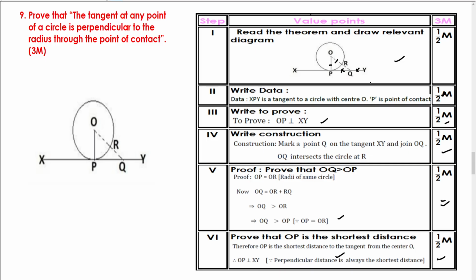Now, you remember that if you take Q as any point other than P, it will definitely be greater than the radius. Generally, the concept of perpendicular is that the shortest distance between a point and a line is called the perpendicular. As OP is the shortest distance from the tangent XY, therefore OP is perpendicular to XY. You have to write like this. If you write this much, you will get 3 marks. And again and again, observe carefully how the marks are distributed, and you will understand better.